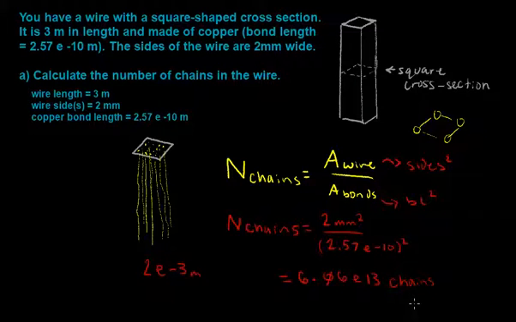And the only thing you have to be careful of is if this wire is circular, you're going to have a circular cross section, so the area of the wire is going to change to be the area of a circle. But we only had to deal with a square cross section, and with that, we have the number of chains in our wire.